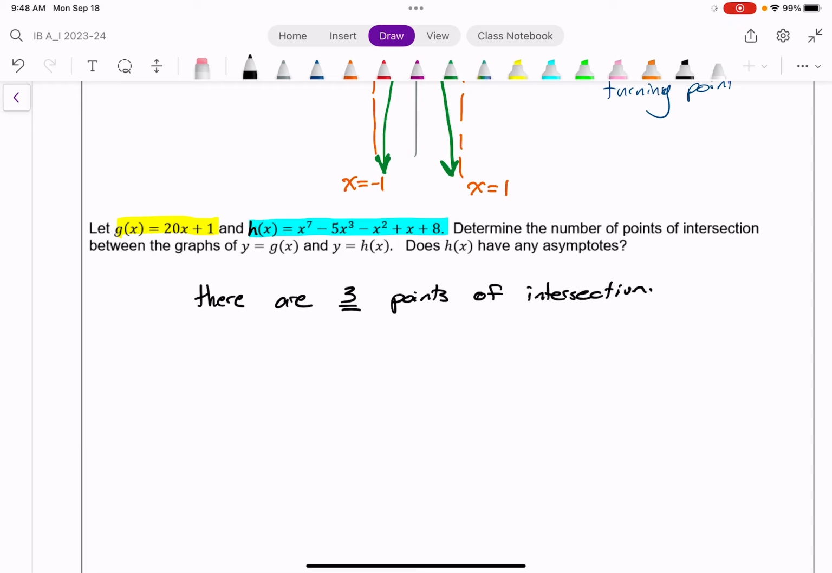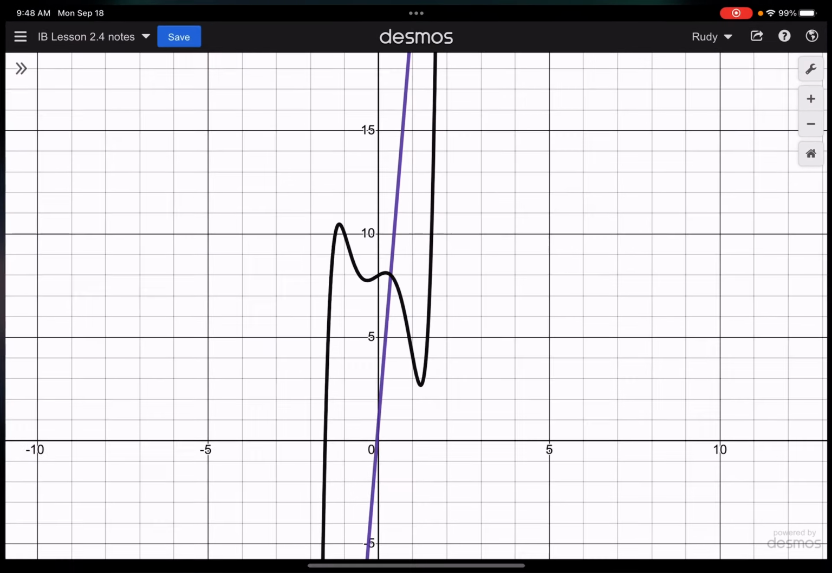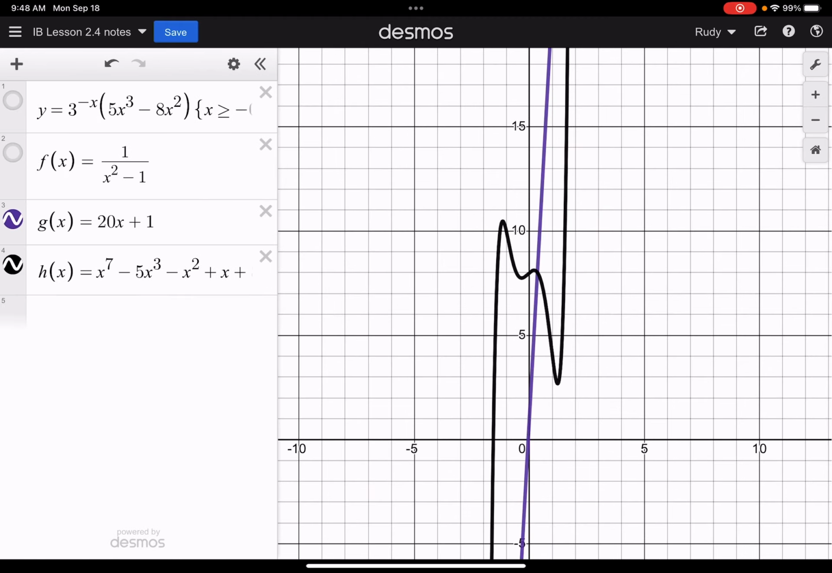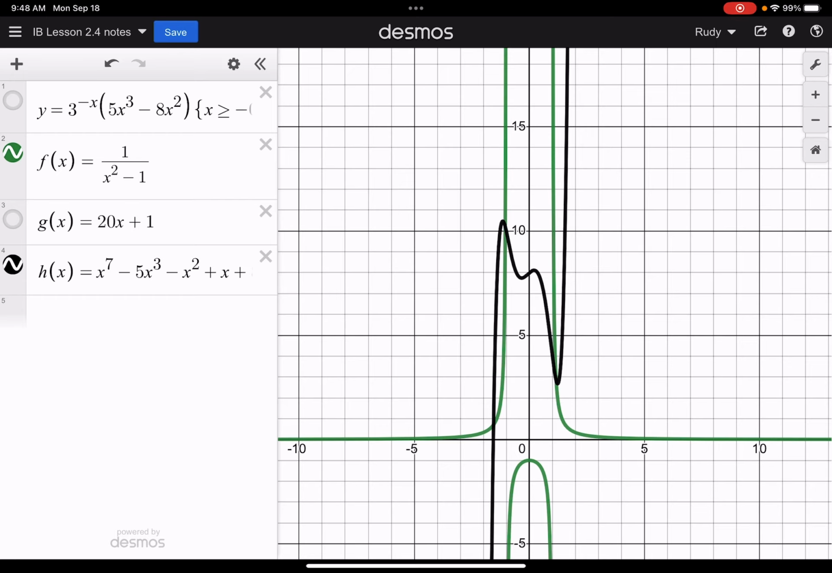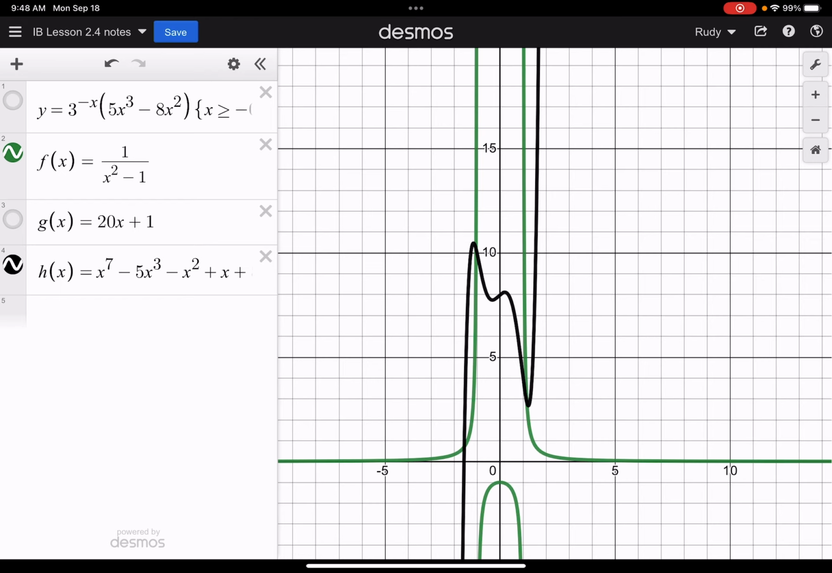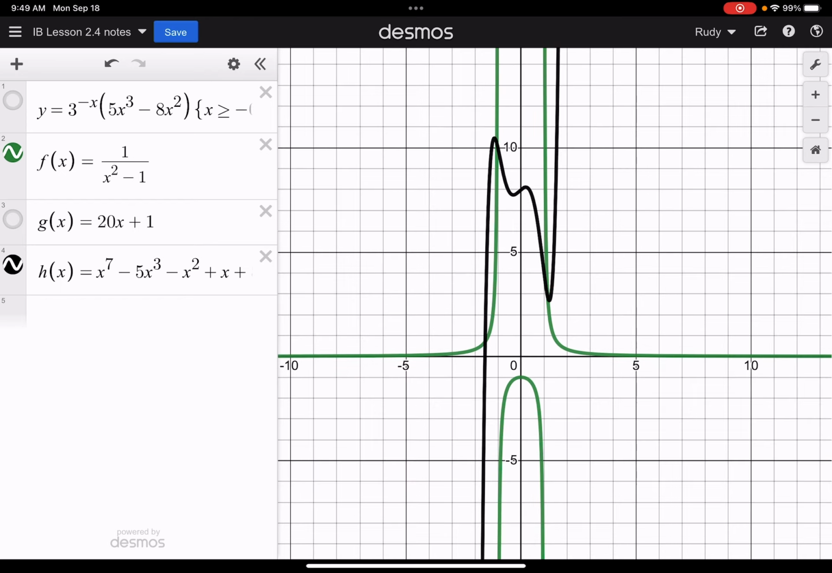Lastly, does h of x have any asymptotes? Well, no. Although you could be fooled into thinking there are. In fact, let me get rid of g of x for a moment and show you f again. If I look at function f, there were these 2 vertical asymptotes. Function f, remember, being from the previous question. These parts in which it looks like the graph is going perfectly vertical, it never does. In the case of function f, the one in green, it never quite reaches x values of 1 and -1.